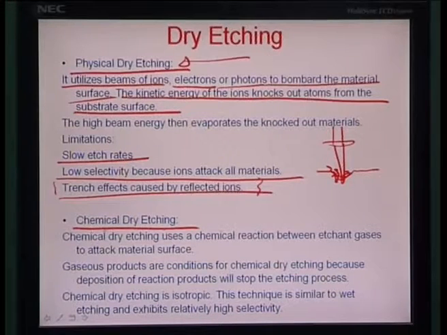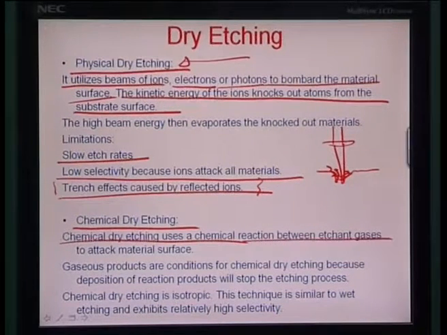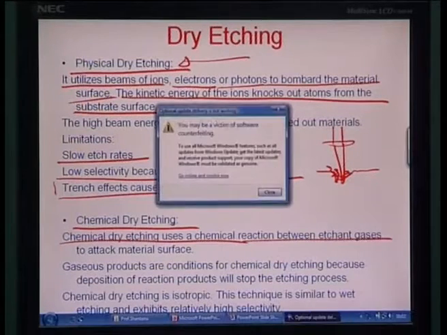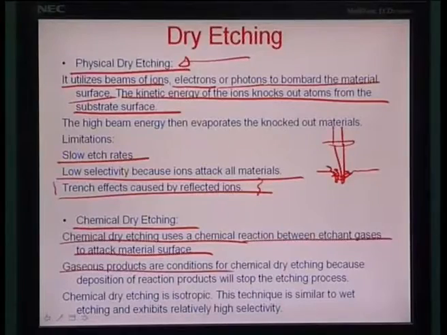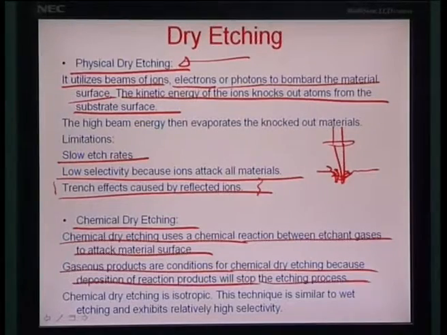The other kind of technique is chemical dry etching, where you have an etchant gas which chemically removes the material. So, you have a chemical dry etching reaction between the substrate surface and the gas that you are supplying. Gaseous products are a condition for chemical dry etching, because deposition of reaction products will stop the etching process.